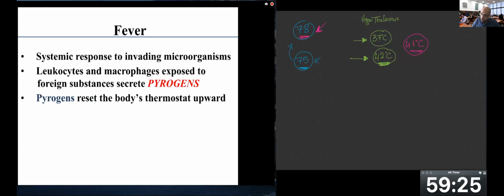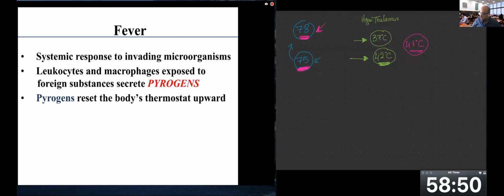Would the AC reduce it if I did reset it to 78? If I reset the thermostat of the AC at 78, will it work? Will it cool down to your comfort? So the temperature that you're comfortable at. Will it cool down to 75? No, because simply I did reset it to 78. So this is the same concept. This is exactly what happens in your hypothalamus.